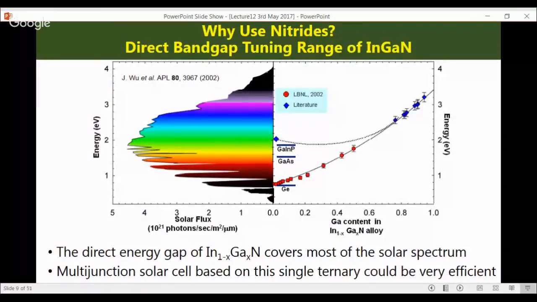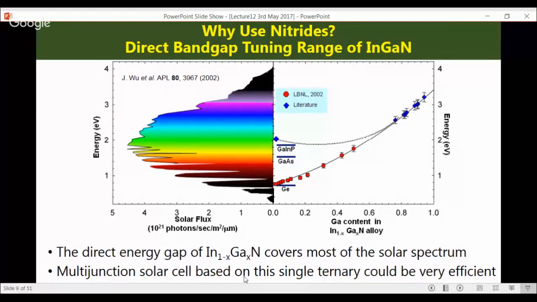So here we are showing you gallium arsenide, germanium, and gallium indium phosphide. The gallium content in the indium gallium nitride alloy is shown here. You can see that the band gap is very tunable, linearly varying from one value to the value around 4 electron volts. So now the direct energy band gap of indium gallium nitride covers most of the solar spectrum.